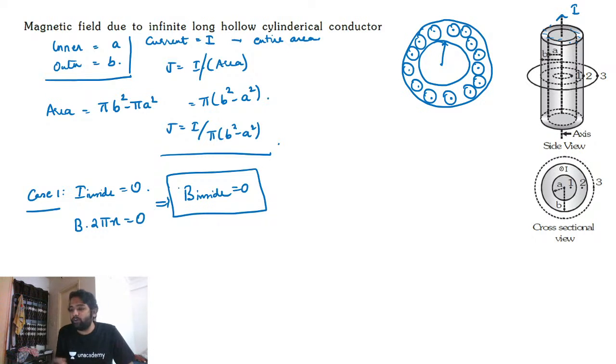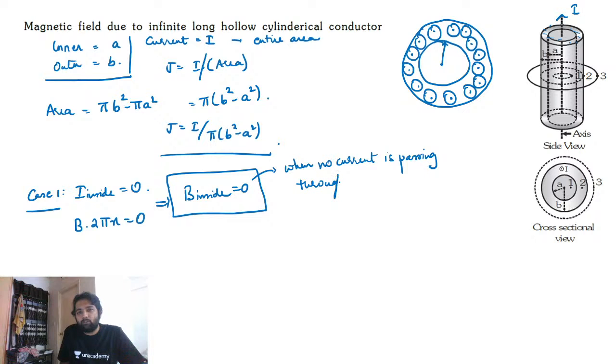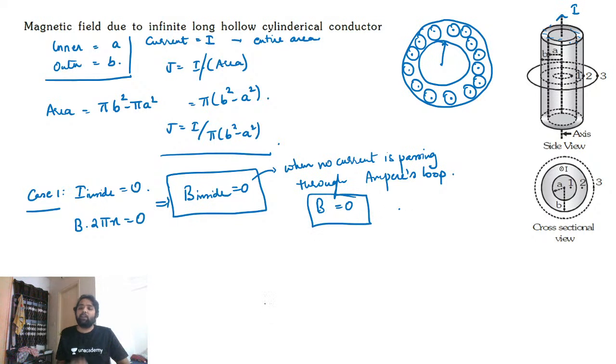So this is one more very important point you can solve: the field inside will be equal to 0. Got it? When no current is passing through Ampere's loop, the field will be equal to 0. एक बहुत simple inference है. I think you already know this inference. But then it's मतलब logically आ जाएगा ना.